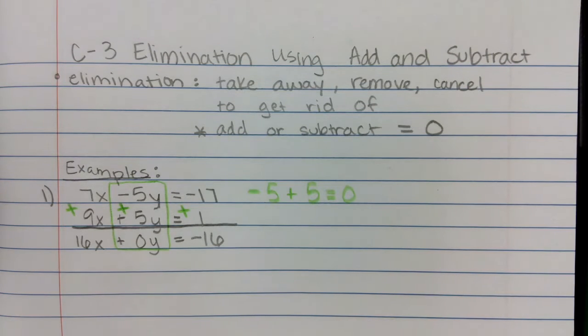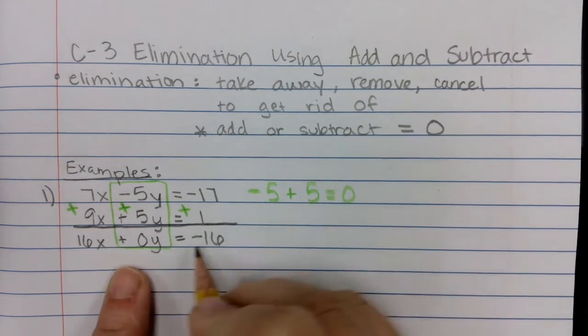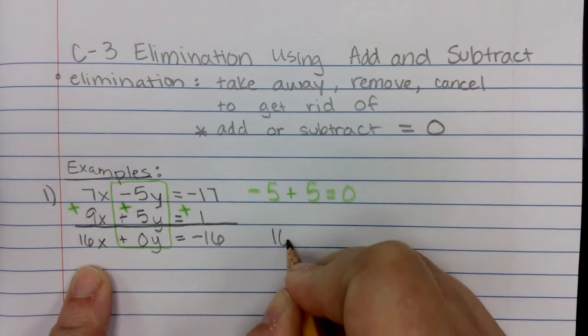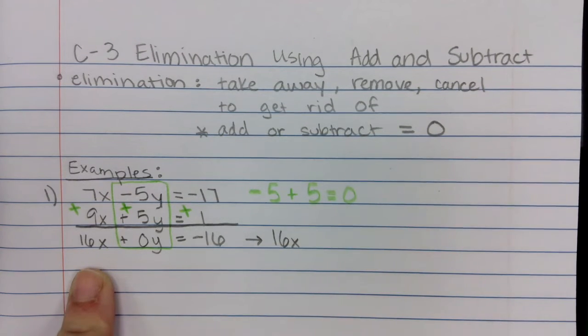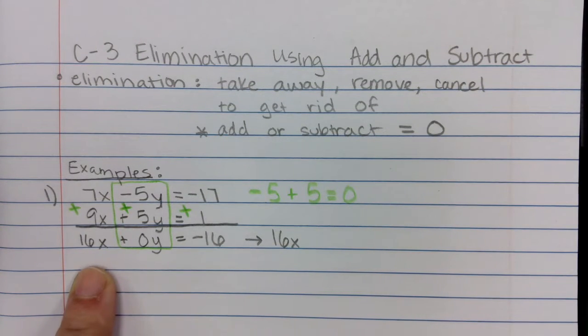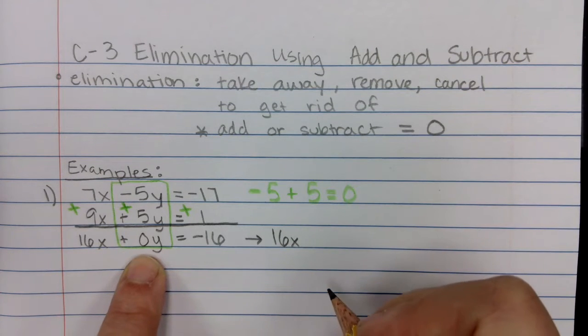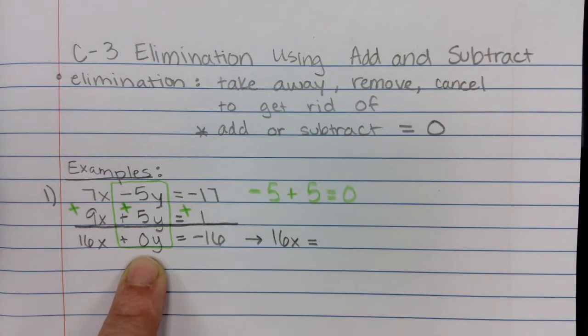So when I write that out as an equation to solve, I'm going to say 16x. Do I even need to write the y's? If we've eliminated them, they are gone. We have 0 of them. Do we have any? Nope. So we don't even need to write them. So 16x equals negative 16, and we're going to just solve that equation. It's a quick one-step equation.